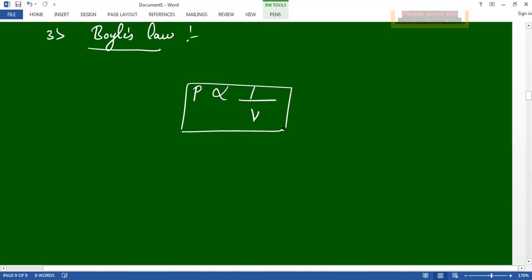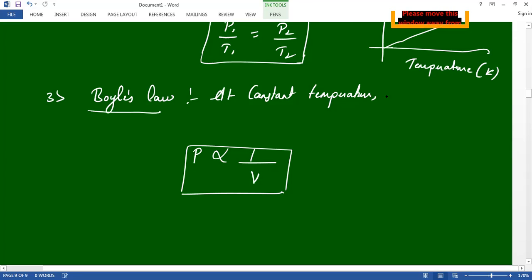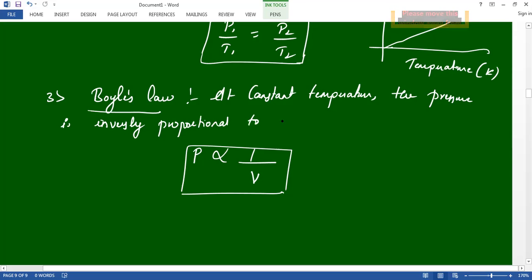So we'll write the definition of Boyle's law. At constant temperature, the pressure is inversely proportional to the volume of a gas.